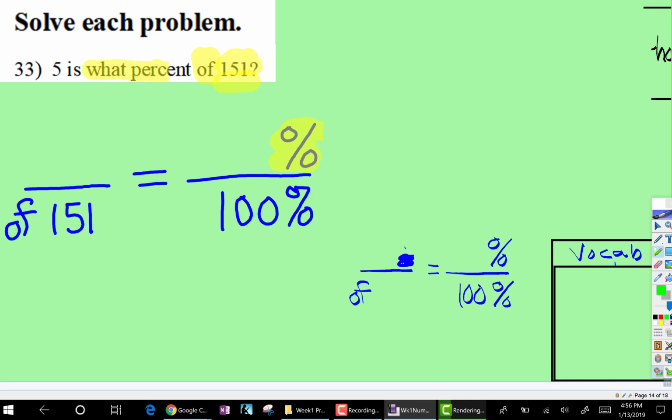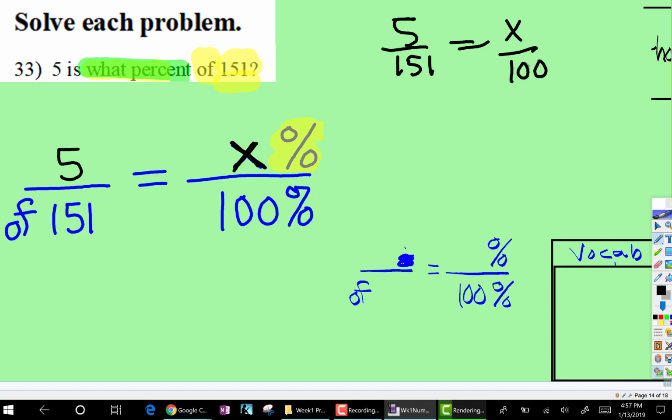Doggone it. Well, in this case, the what. So remember what we said. What in mathematics converts to a variable. And then the only slot that's left open is 5. Now look at what we have. We have 5 over 151 is equal to x over 100, and you can ignore the percent signs now. Well, guess what you're going to do? You're going to cross multiply.